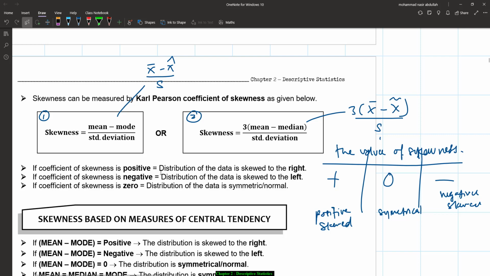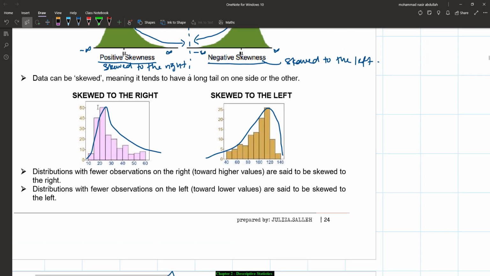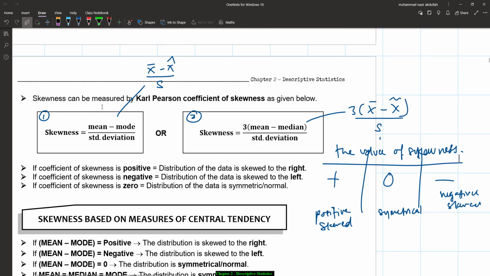So this is a second method. There are several methods that can be used to identify the skewness. The first method that we have discussed here is the shape of distribution. We look into the graph, whether the graph is skewed to the right or skewed to the left, depending on the tail. If the tail is longer on the right, it's skewed to the right. If the tail is longer to the left, it's skewed to the left. If it's the same, then it's a symmetrical distribution. So the second method is we can use the Pearson coefficient of skewness.